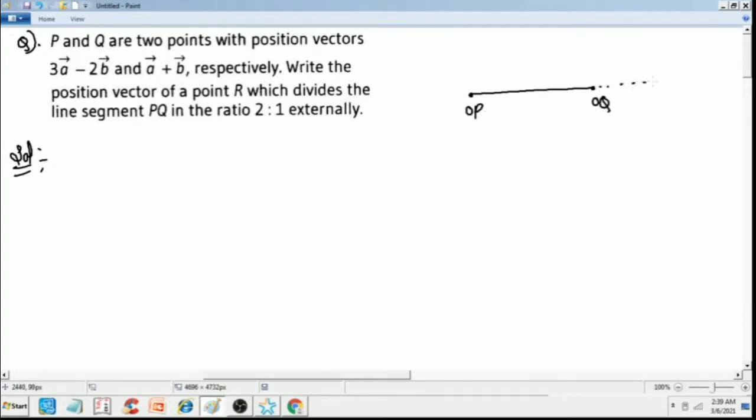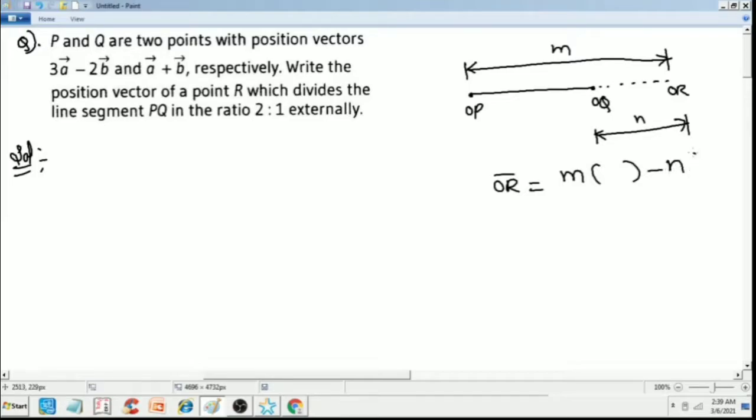One point R divides the line segment in m:n ratio. If it divides externally in m:n ratio, then OR is (m times OQ minus n times OP) by (m minus n). Here this is OQ, this is OP.